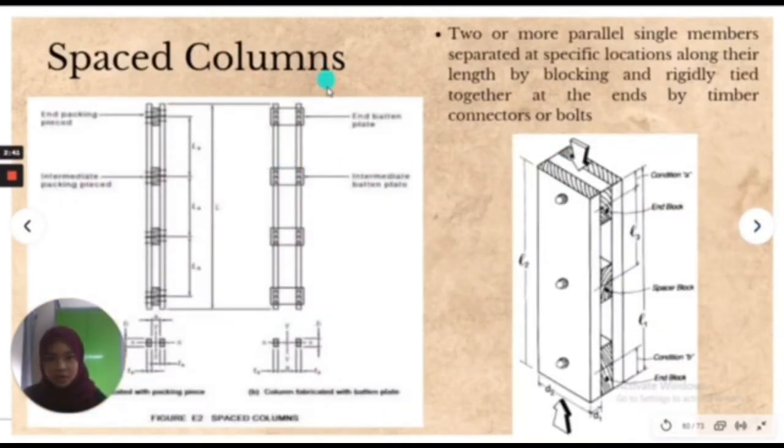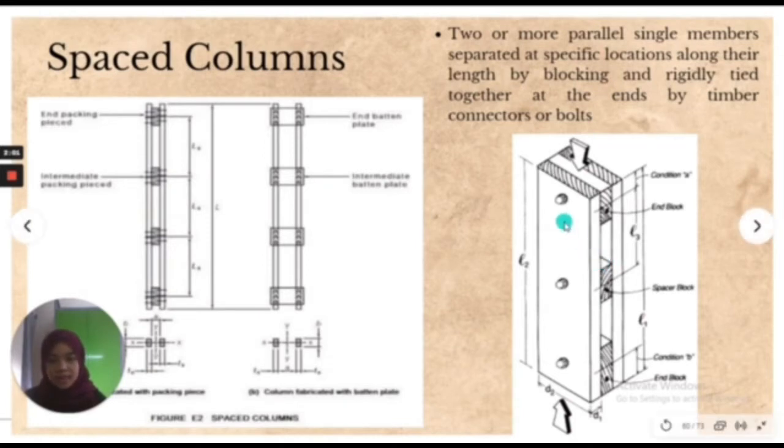Next is spaced columns. It consists of two or more parallel single members separated at specific locations along their length by blocking and rigidly tied together at the ends by timber connectors or bolts. So this is the structure of the spaced column. This upper part is called the end block, the same as the lower part, also called the end block. In the middle part of this spaced column, it is called the spacer block.